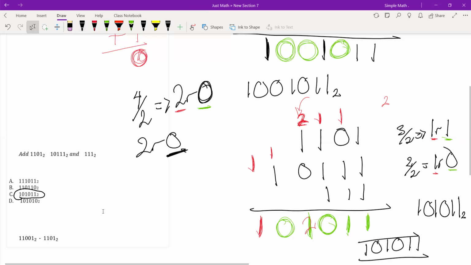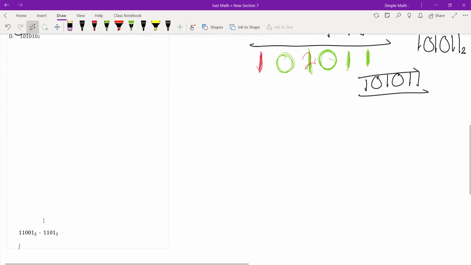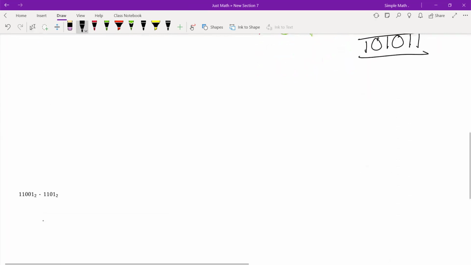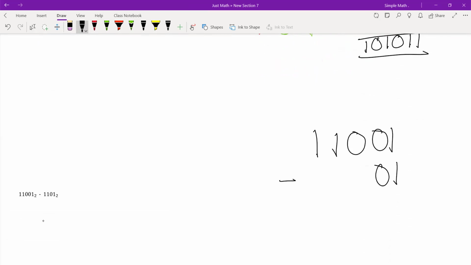Next question. This one. There are no options, but let's just do it. This is subtraction now. So we have 1, 0, 0, 1, 1 minus 1, 0, 1, 1. Very easy. 1 minus 1 is 0. 0 minus 0 is 0. But here we have 0 minus 1. So what do you do here? We're going to borrow.